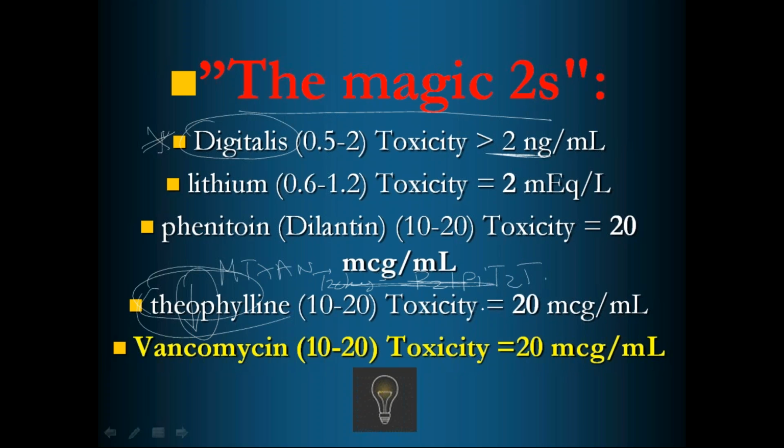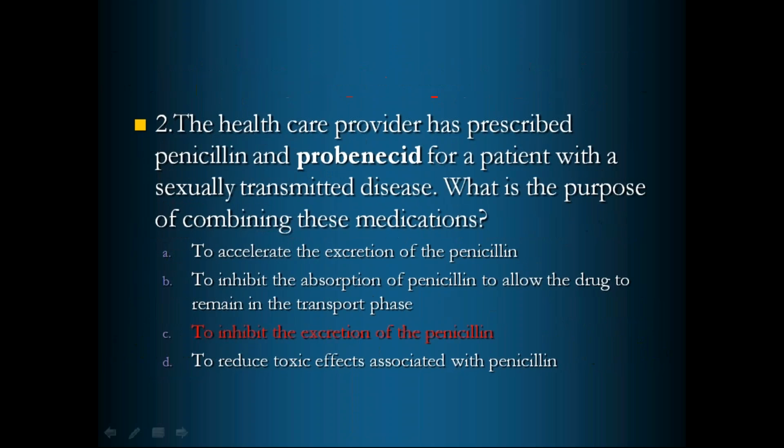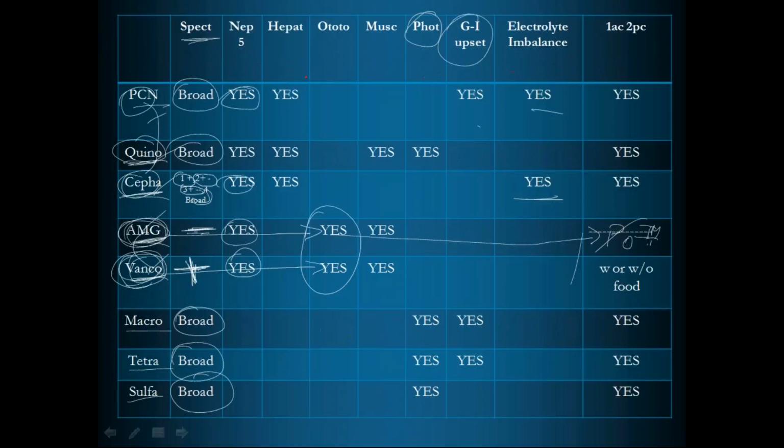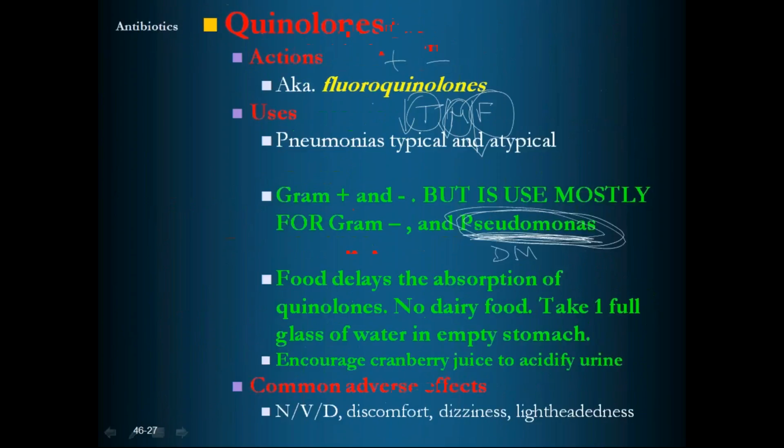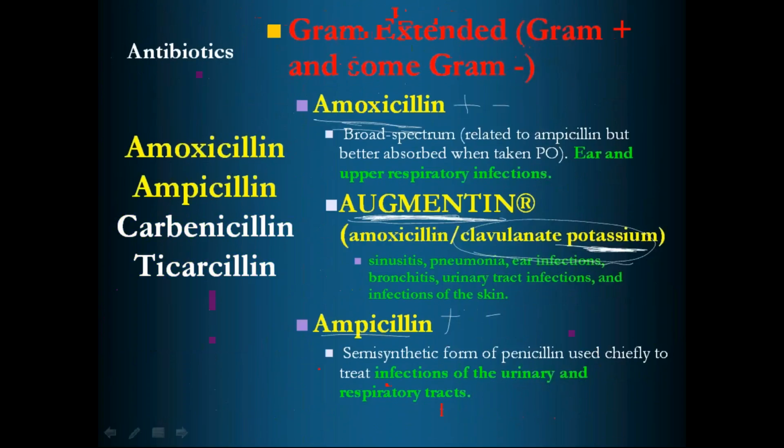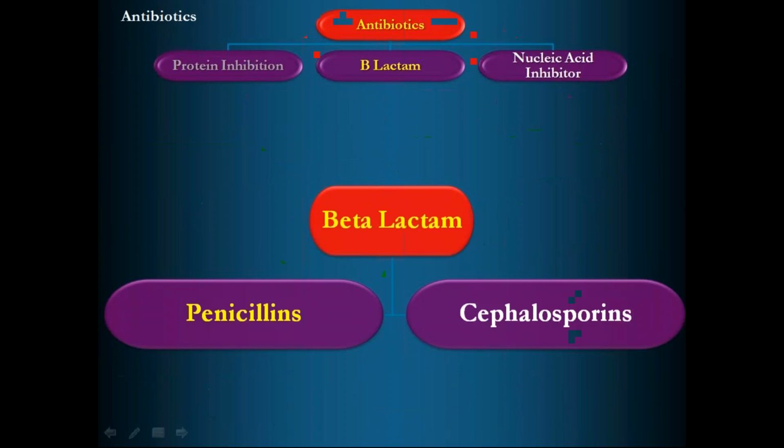Okay? So what is the toxic level? 20 or more. Vancomycin, 10 to 20. So that is called the magic tools, right? Theophylline and vancomycin, the same number, 20. All right? So I think we covered a very brief summary of the antibiotics.